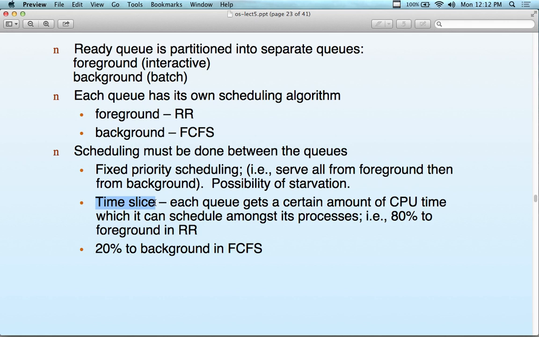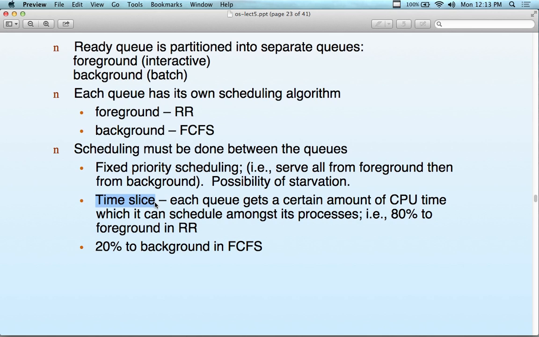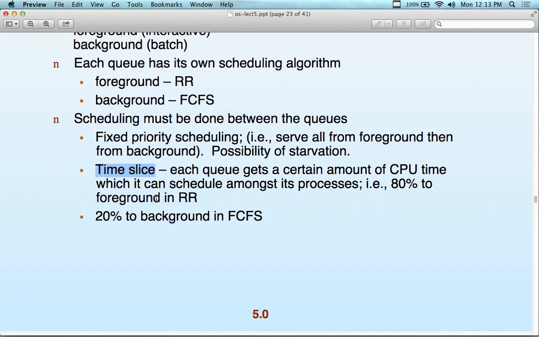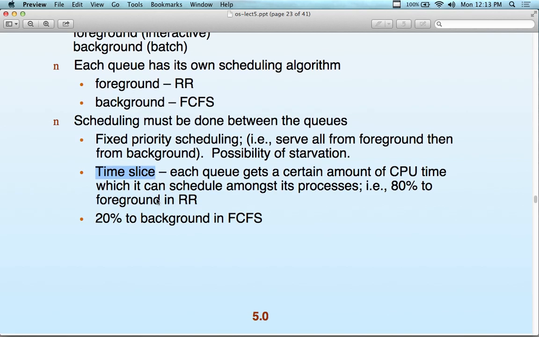If you have multiple CPUs, you could schedule, I don't know if I go foreground, background, because background really is a low priority. But you could schedule and do a time slice between the two CPUs. But you'd have to switch between different queues that were getting different CPUs. So each queue gets a certain amount of CPU time, which it can schedule amongst its processes, or 80% to foreground in the round robin as an example, 20% to the background.